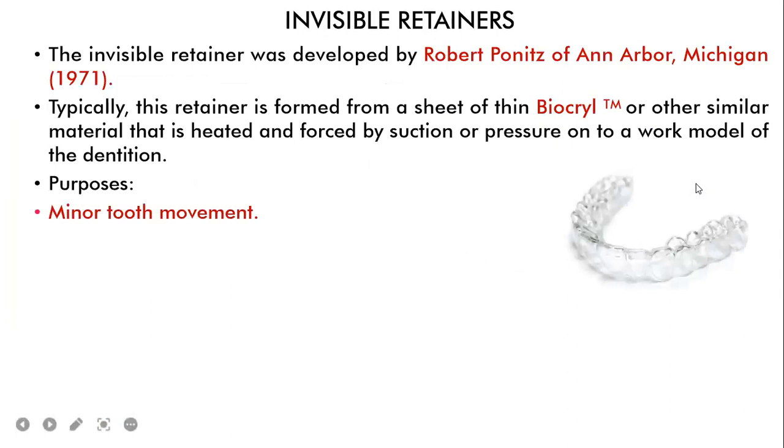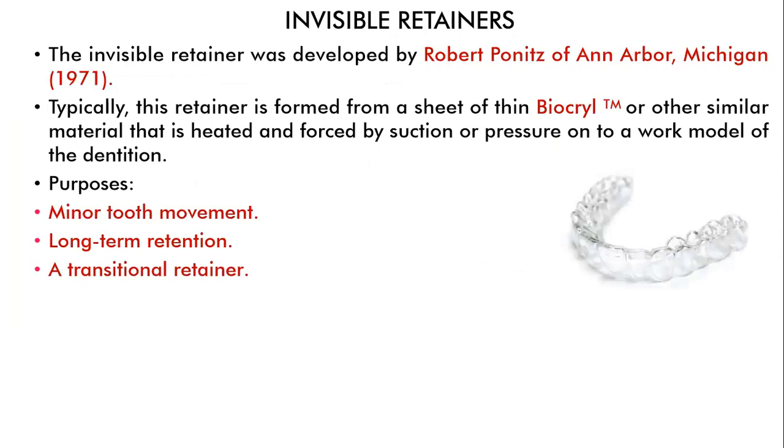Then you had your invisible retainer. These were also eventually called the Essix retainer. It was originally brought about by Robert Ponitz of Ann Arbor at the University of Michigan. This was formed out of Biocryl. It was a thin sheet of Biocryl that you thermoform or vacuum form, using suction and pressure, over the casts. So the purpose was that you could also bring about long-term retention. It could be a transitional retainer after doing minor tooth movements.